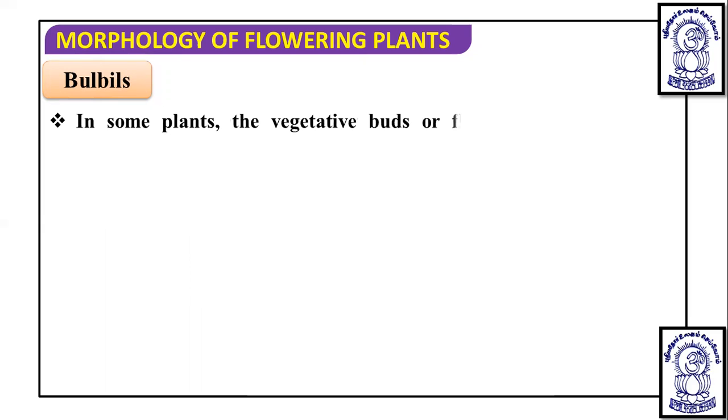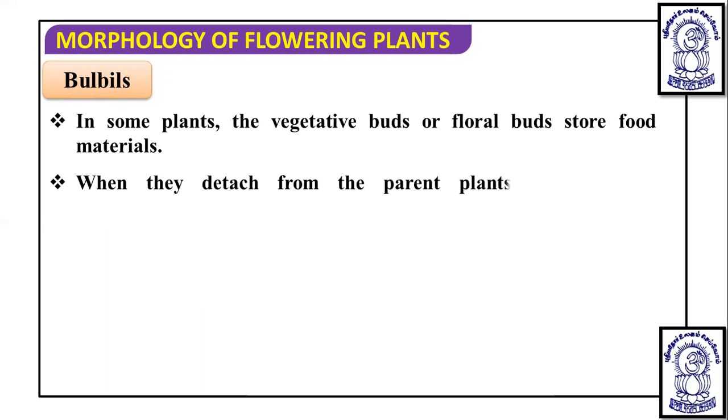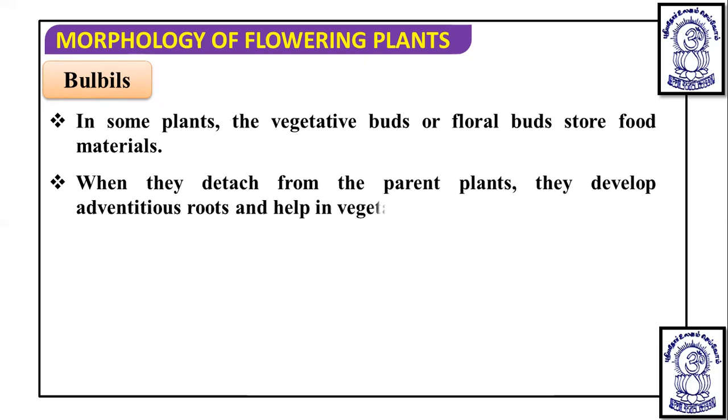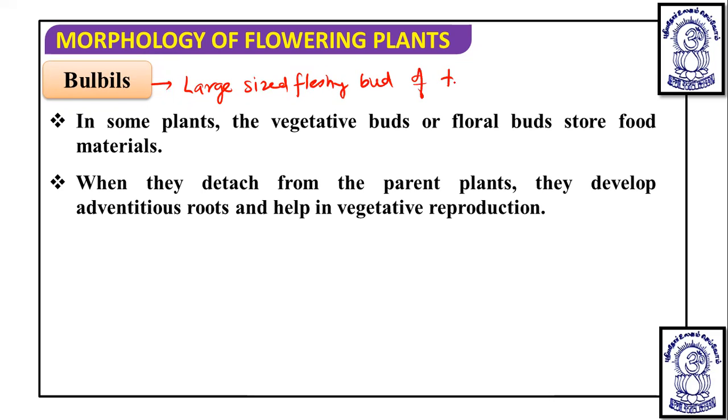Another modification of aerial stem is the bulbil. In some plants, the vegetative bud or floral bud stores food material. Then it is known as a bulbil. They are large-sized fleshy buds of terrestrial habitat. Simply, they are defined as large-sized fleshy buds of terrestrial habitat.